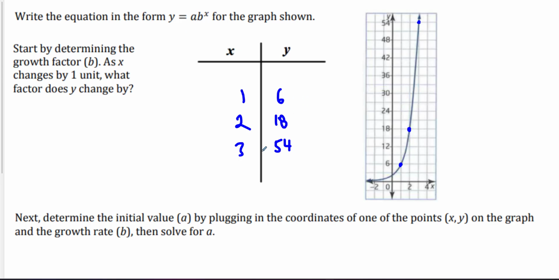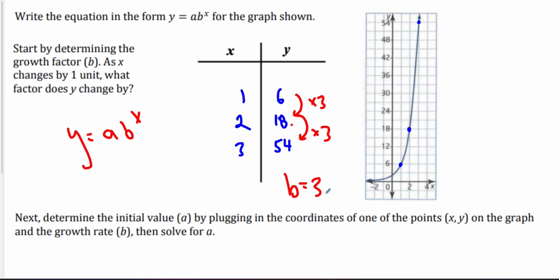What do we do? Well, we know our equation is y equals a times b to the power of x, right? What's my b value? What's my growth factor? Well, I can figure that out by dividing the second value from the top value. So what's 18 divided by 6? It is 3. And 54 divided by 18, it is also 3. So my b value is 3. That's my growth factor. What's my a value? What's my initial value?